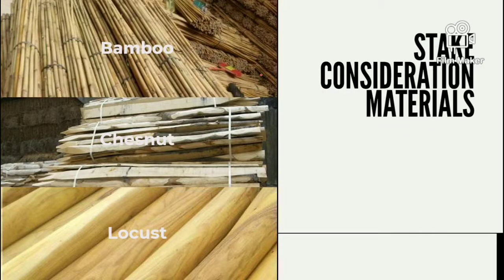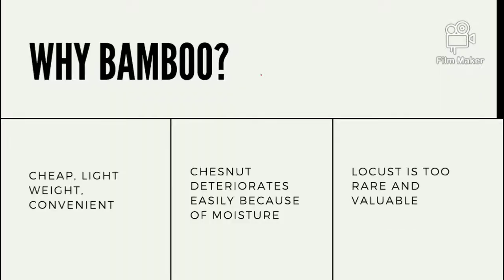Stake consideration materials: bamboo, chestnut, and locust. Bamboo won. Why? Because it's cheap, lightweight, and convenient. Chestnut deteriorates easily because of moisture. It's not ideal because you're going to put it inside the ground and the Philippines is very humid. Locust is too rare and valuable, even though it has the best stats.